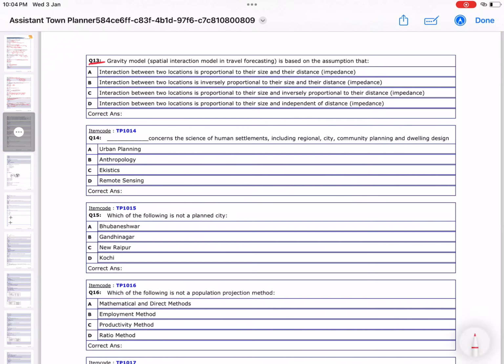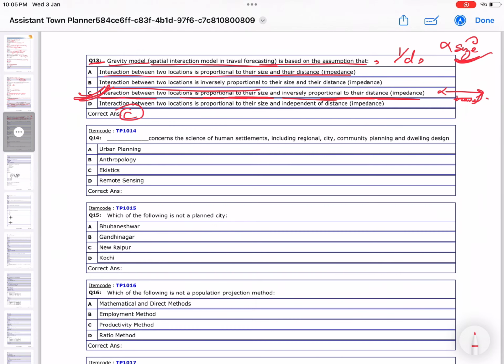Question number 13. The gravity model, a spatial interaction model in travel forecast, is based on the assumption that it is inversely proportional to the distance and directly proportional to the size. So the best match answer is: interaction between two locations is proportional to their sizes. It is directly proportional to the size and inversely proportional to their distance. As the distance increases, less travel will be made.